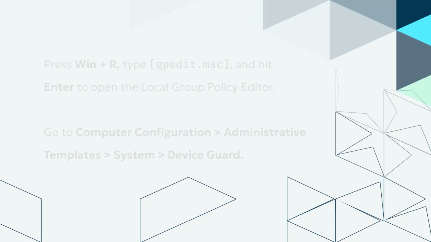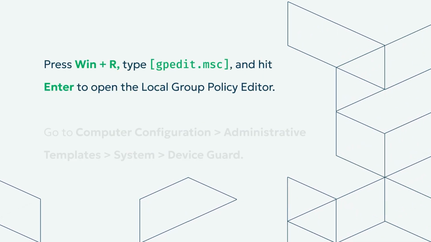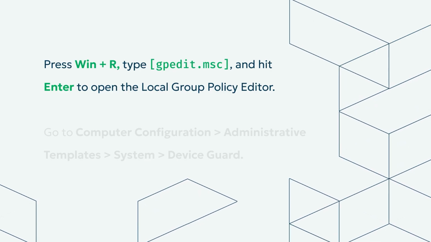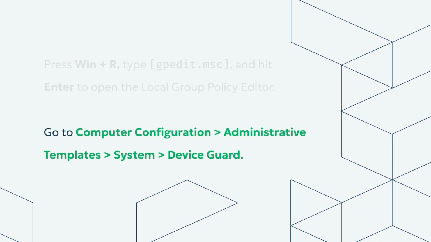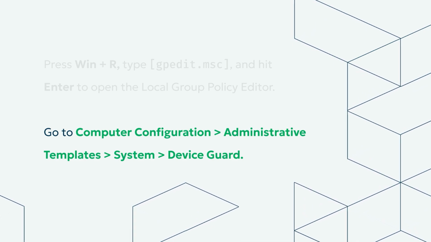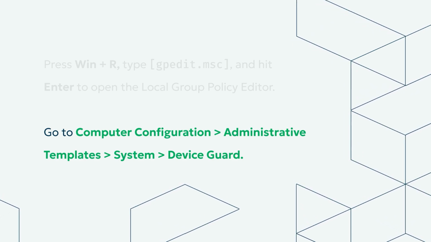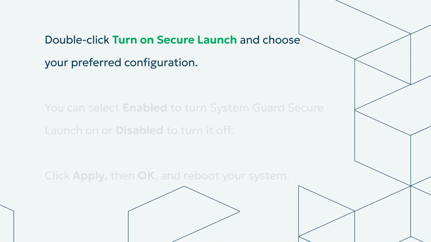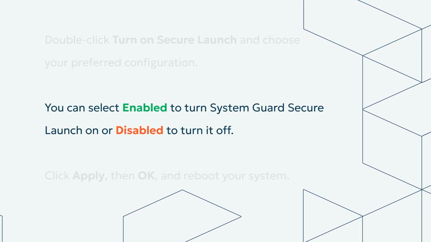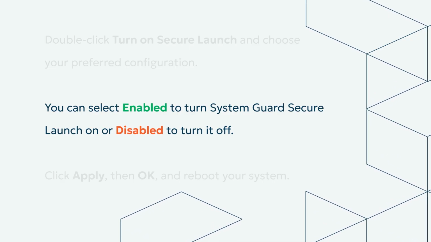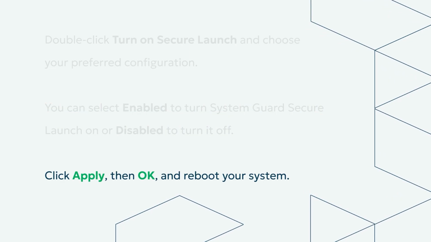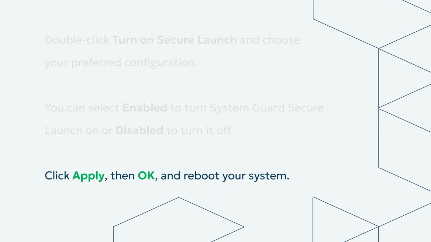To use this method, press Win+R, type gpedit.msc, and hit Enter to open the local Group Policy Editor. Then go to Computer Configuration, Administrative Templates, System, Device Guard. Double-click Turn on Secure Launch and choose your preferred configuration. You can select Enabled to turn System Guard Secure Launch on or Disabled to turn it off. Click Apply, then OK, and reboot your system.